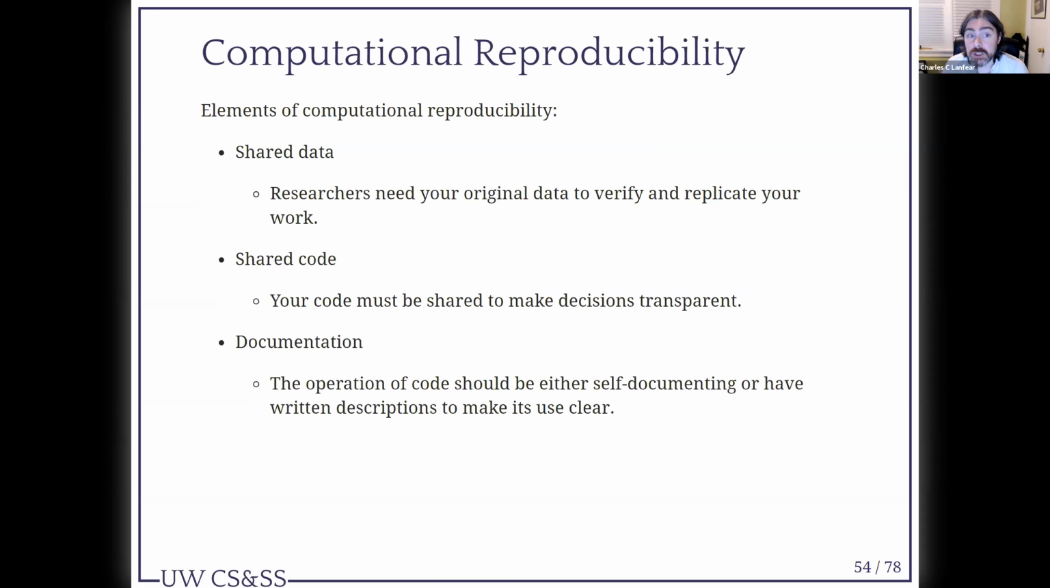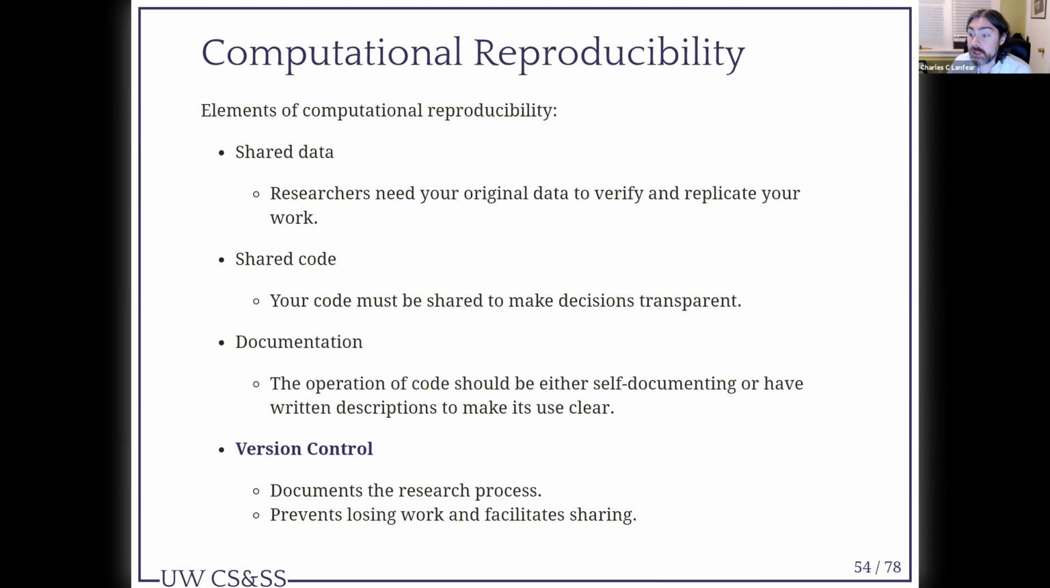Okay. Documentation is another important thing. So the operation of code in your project should either be self-documenting, that is incredibly obvious, or have written descriptions to make its use clear. R Markdown documents are often sort of self-documenting, especially if you write a little bit of text in them.